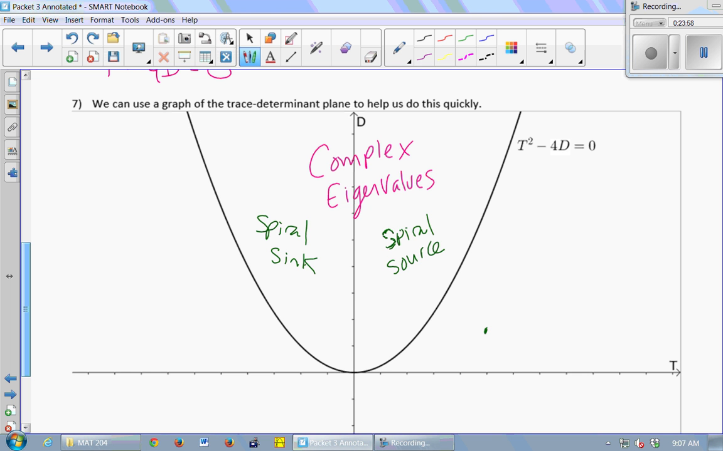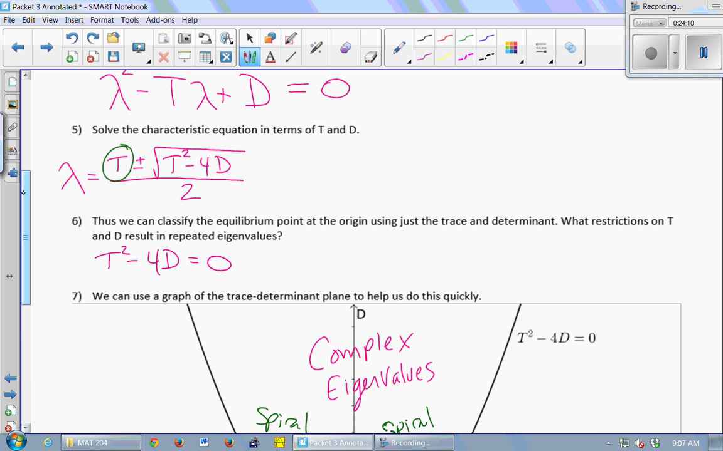Zero might be its own special kind of thing, because when the determinant is 0, you might get something special. So I'm picking something like 5, 1. If I put it into my eigenvalue formula, 5 for t and 1 for d, I would get 5 plus or minus the square root of 5 squared minus 4 times 1, all over 2.